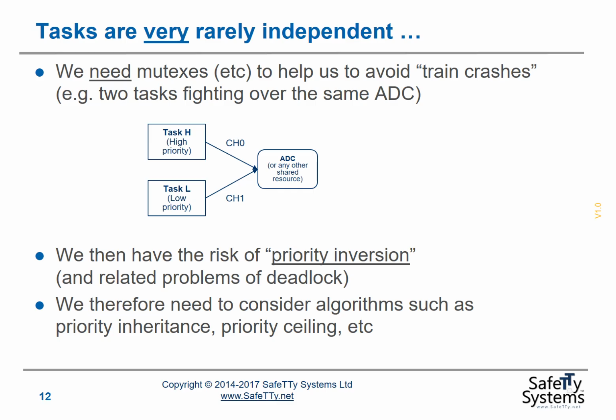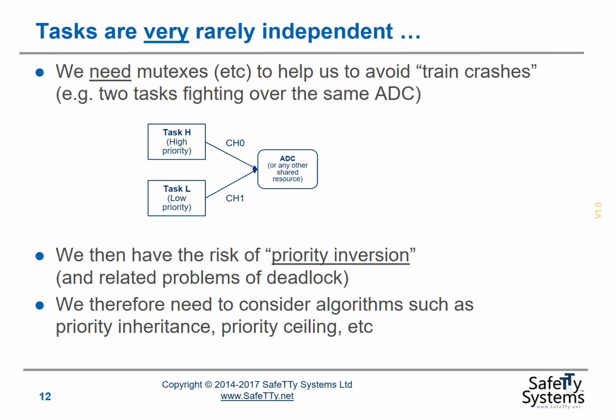We're assuming that this is not a TT design, so that the tasks may be released at any point in time, at random times. So we don't know when task H will be released and we don't know when task L will be released. Suppose these tasks share a resource. Let's assume that resource is an analog to digital converter, and that task L uses channel 1 on the analog to digital converter and task H uses channel 0 on the analog to digital converter.